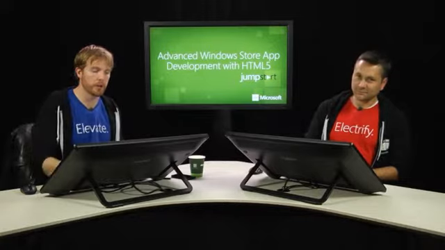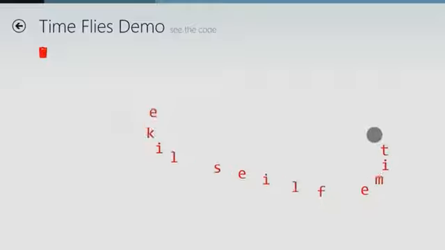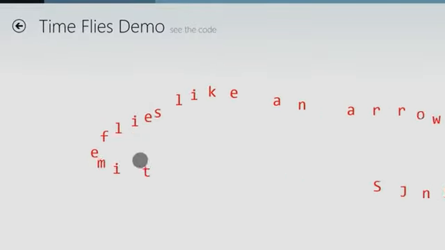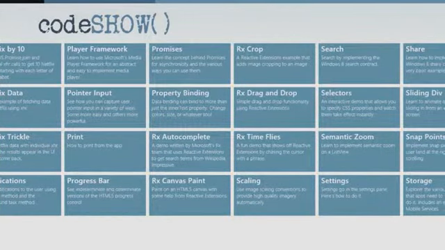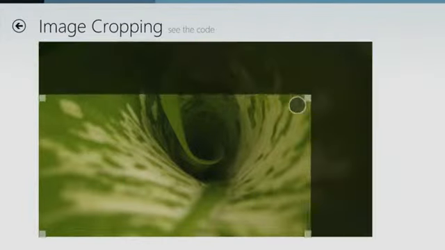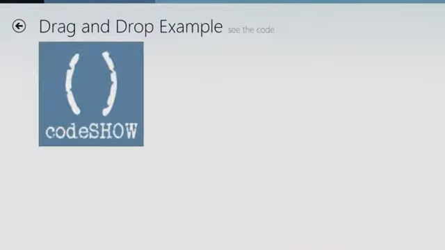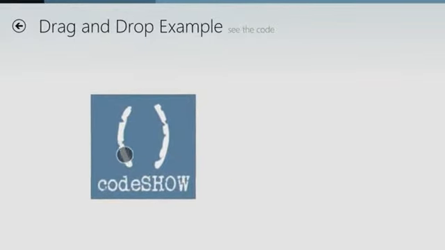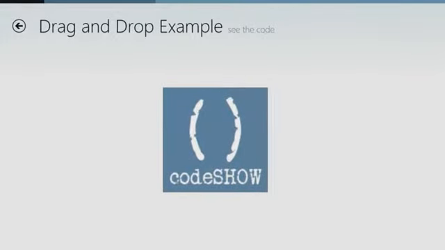Now, there are a few demos in CodeShow that show off reactive extensions, and they all begin with Rx. There's an autocomplete, canvas paint, crop, drag and drop, time flies, and they're all pretty cool. Time flies actually follows some characters around on the screen. The cropping gives you a little crop utility that allows you to determine a certain section of a picture. The drag and drop looks like a no-brainer, but actually drag and drop takes some kind of framework to happen, and this is actually doing it in reactive extensions.